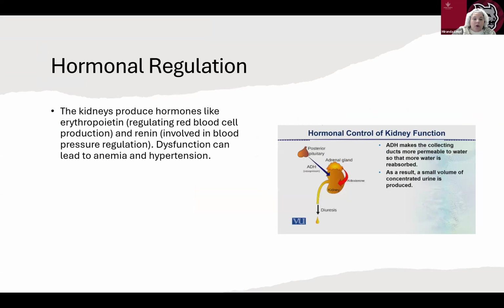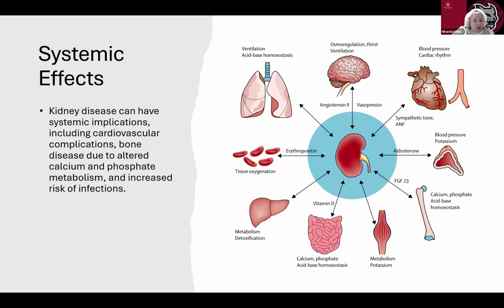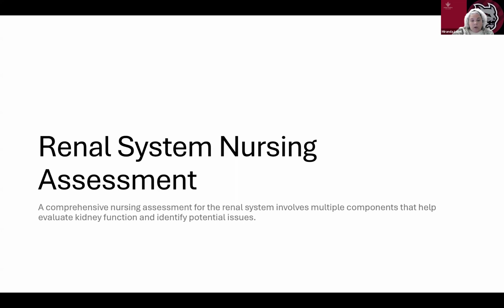The kidneys also play a role in hormonal regulation. So the kidneys produce hormones like erythropoietin, regulating blood cell production, and renin, involved in blood pressure regulation. Dysfunction can lead to anemia and hypertension. And then also, we talked about how the kidneys play a role in systemic effects. So here you can see all the things that the kidneys do with the systemic effects.